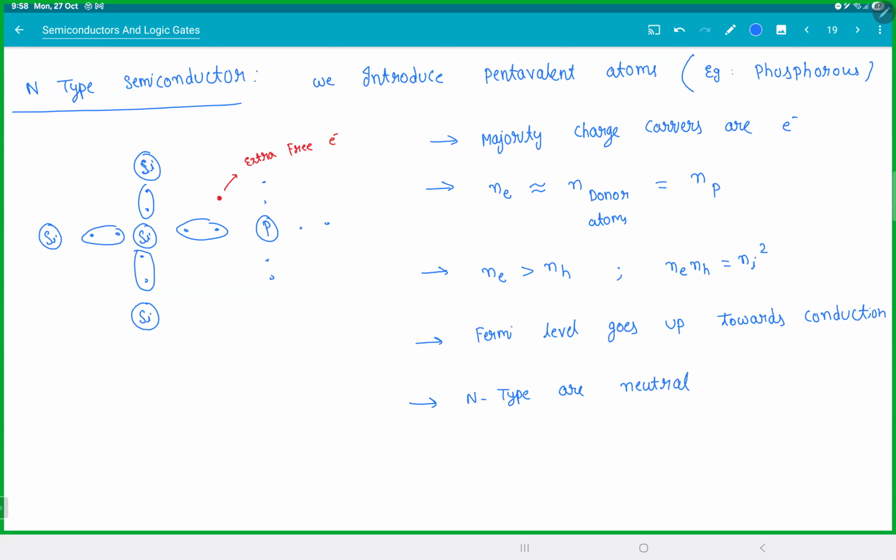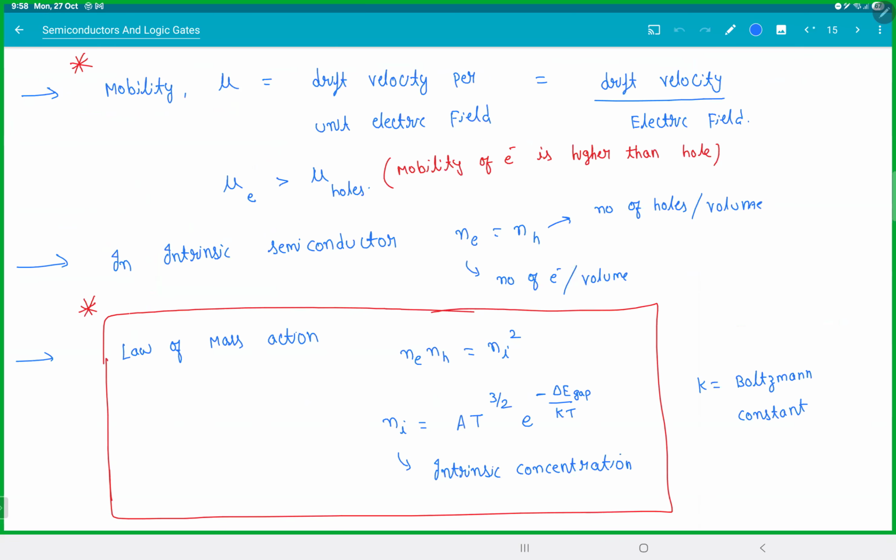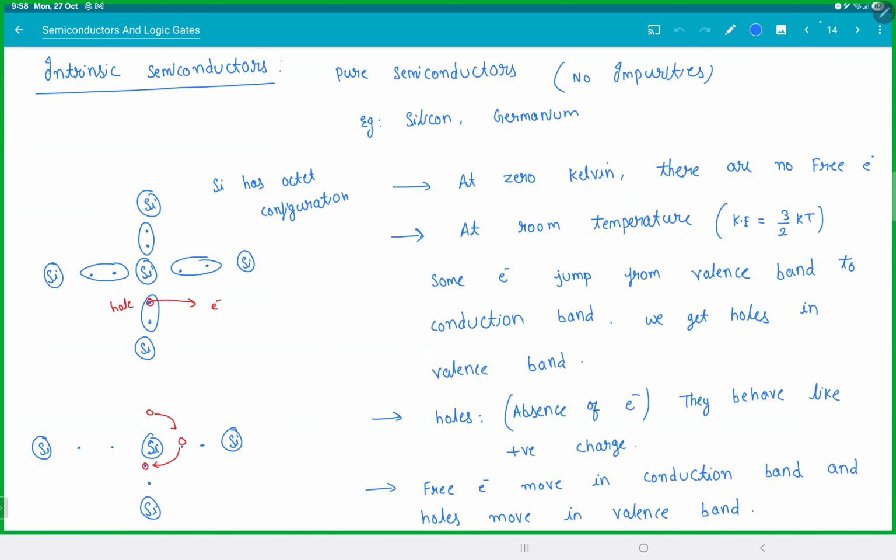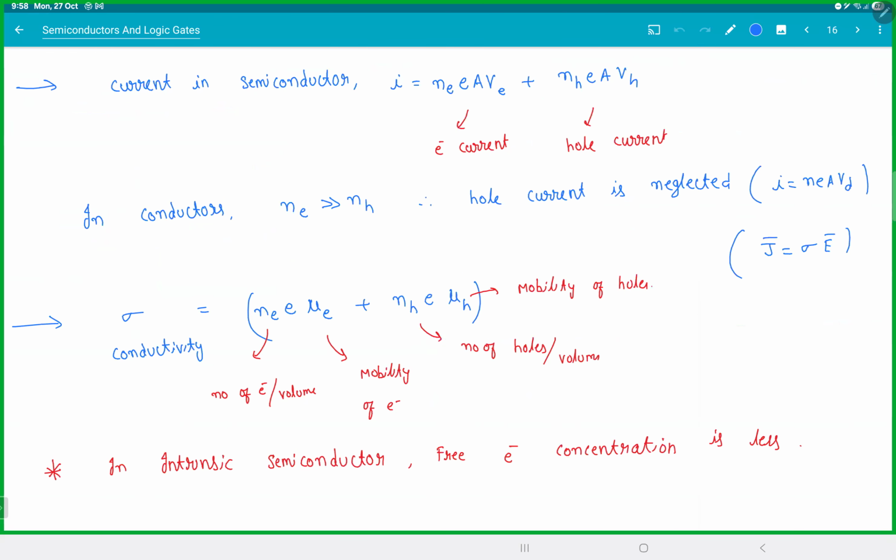Then we took a pure semiconductor, like only silicon. Then we had a problem. Pure silicon has very little conductivity. Even when it becomes on, the signal is very weak. So we are not happy with that. Then we started adding impurities.